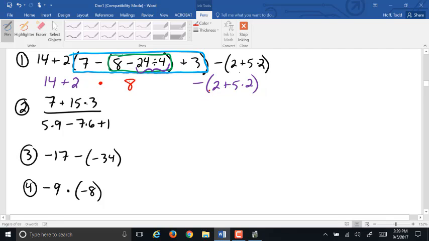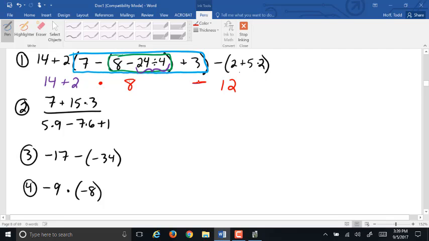So now we're on to that end set of parentheses. What do we have to do first in there? Multiplication. Good. 5 times 2 is 10. And then, of course, 2 plus 10 is 12. Those parentheses are down to a single number, so we can get rid of them. And there is subtraction in front of them, so we're good there.